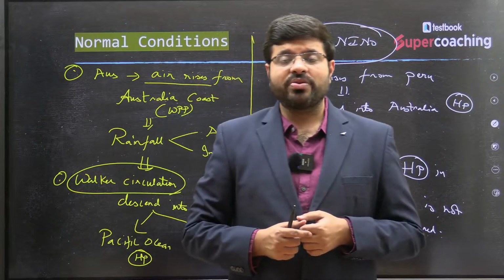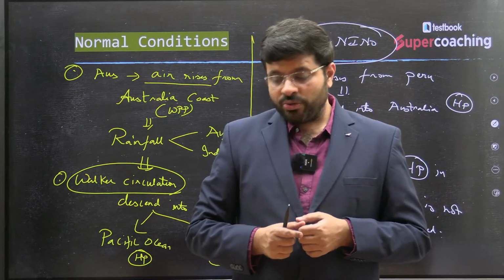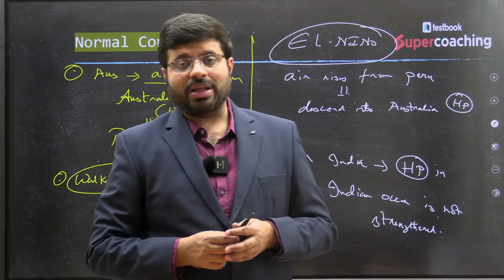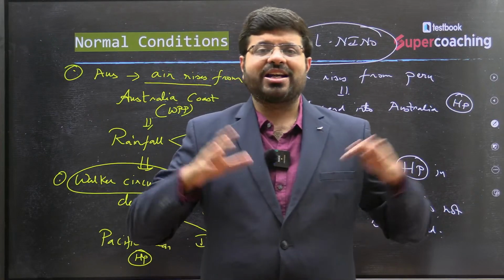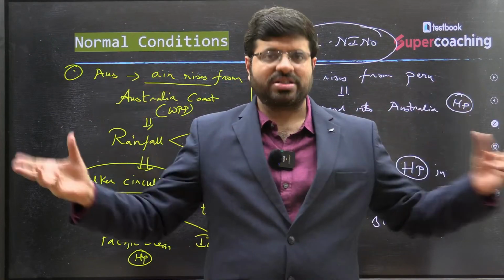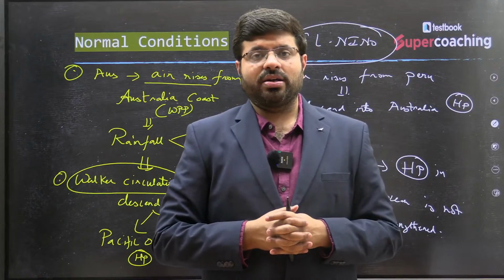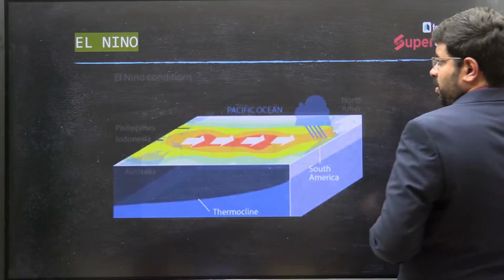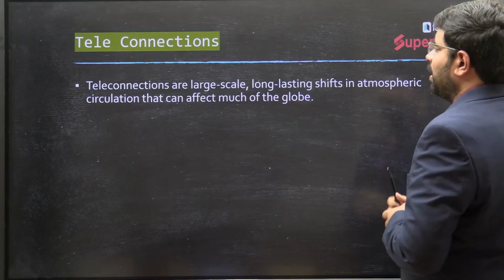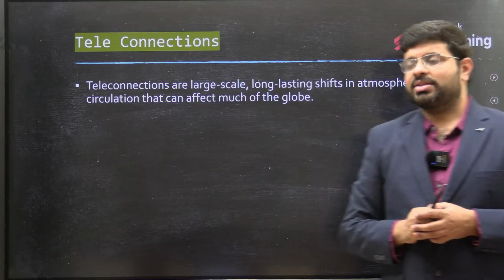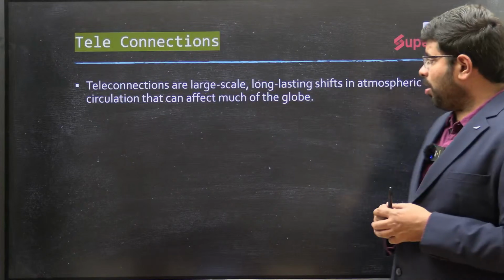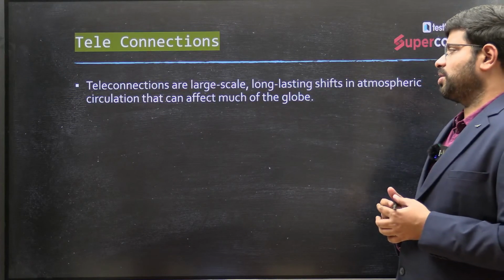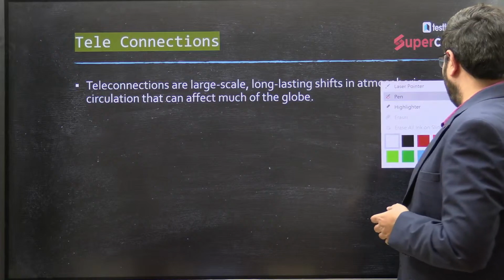So what we are observing here is that the unusual warming at the coast of South America is having a cascading impact on the distribution of pressure and temperature across the world, which we call teleconnections. Please understand what is called teleconnections. Teleconnections are large-scale, long-lasting shifts in the atmospheric circulation that can affect much of the globe.